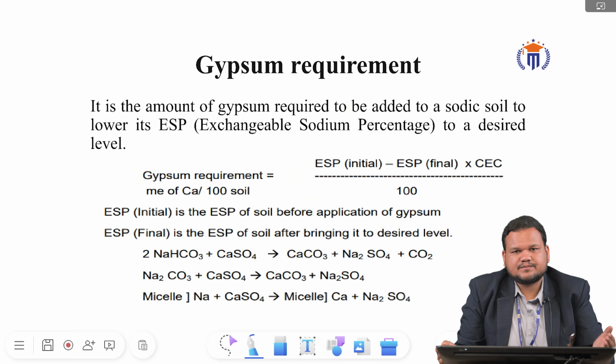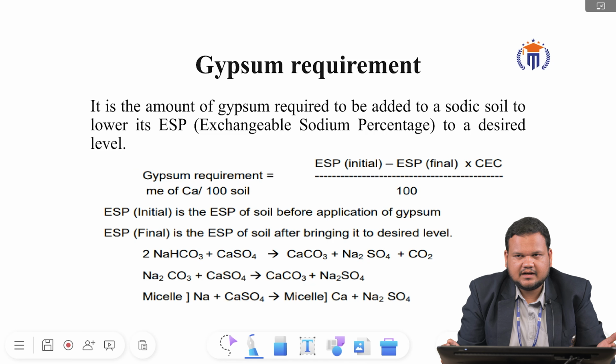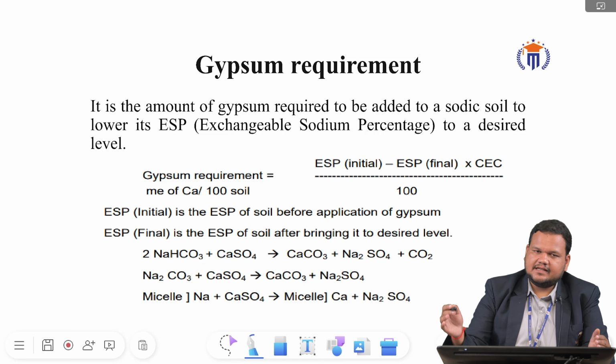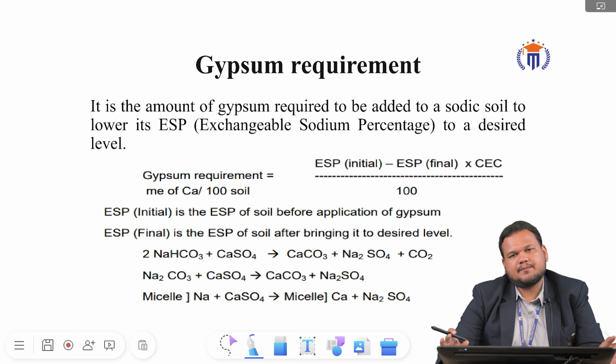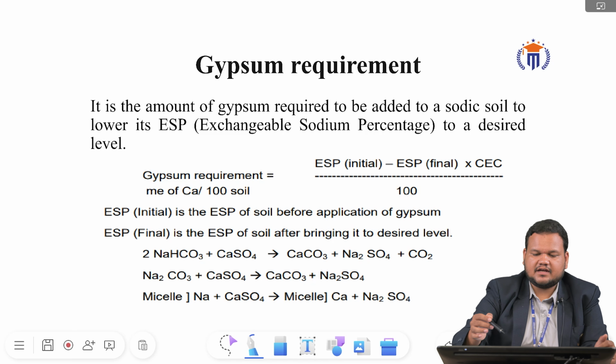So how much amount of gypsum you can recommend to a particular soil if it's an alkali soil. Whereas in case of your acidic soil, we can see the amount of pH initially, and after addition of lime, we'll see the amount of pH. So what is the amount of difference we are getting? Based on that, we can give the lime recommendation. Same in case of your gypsum requirement.